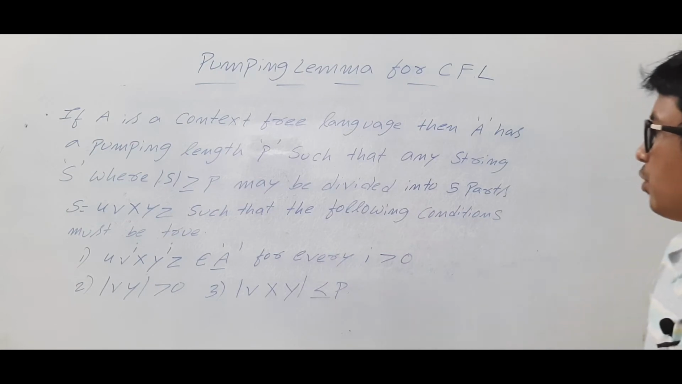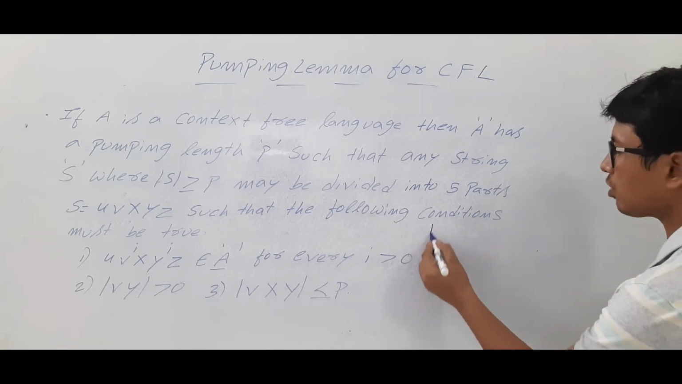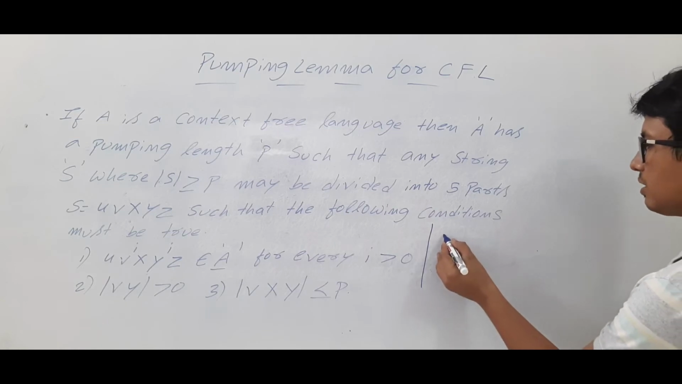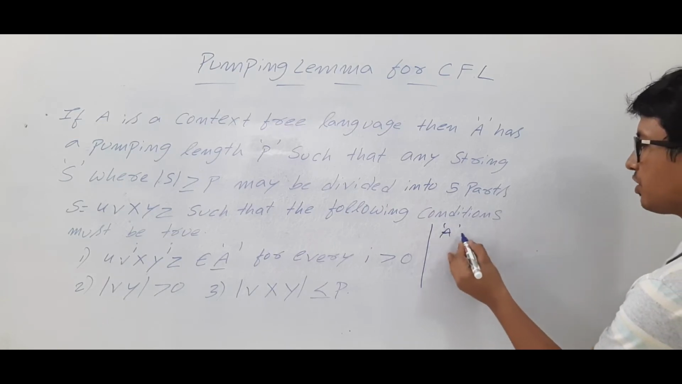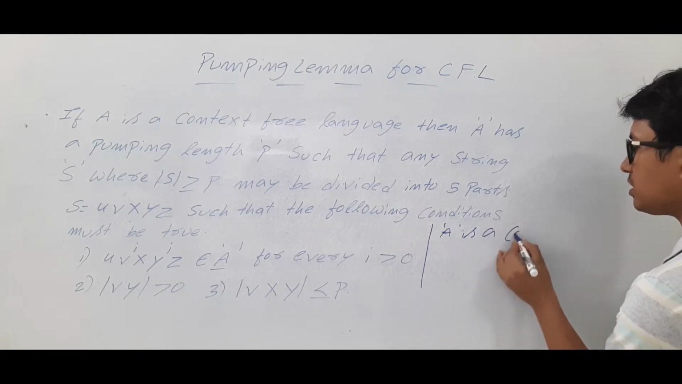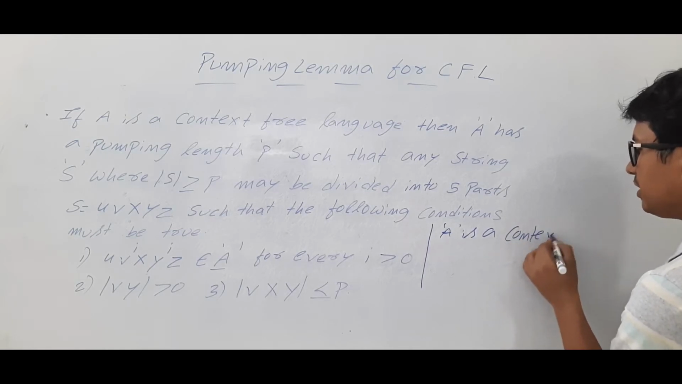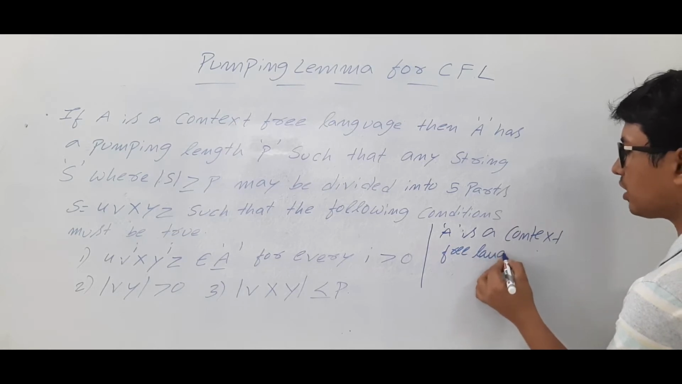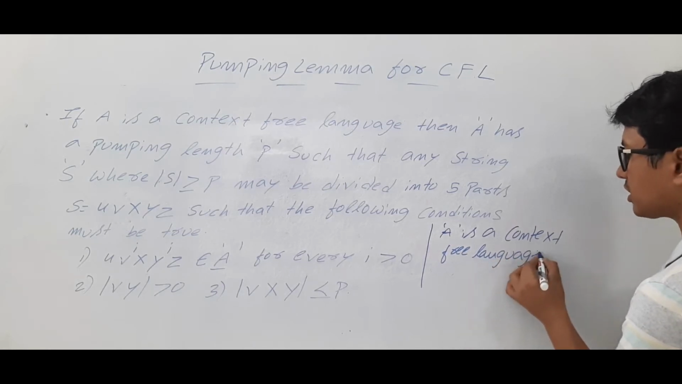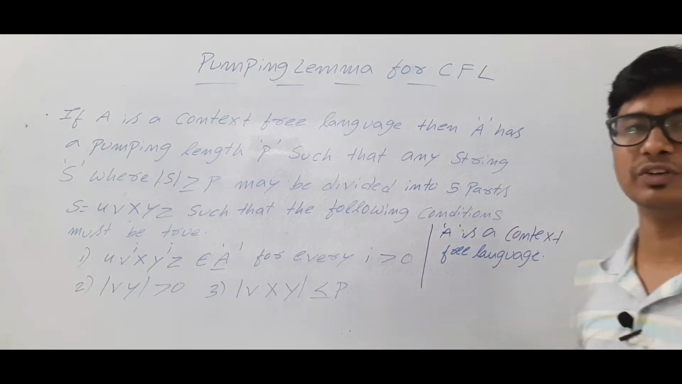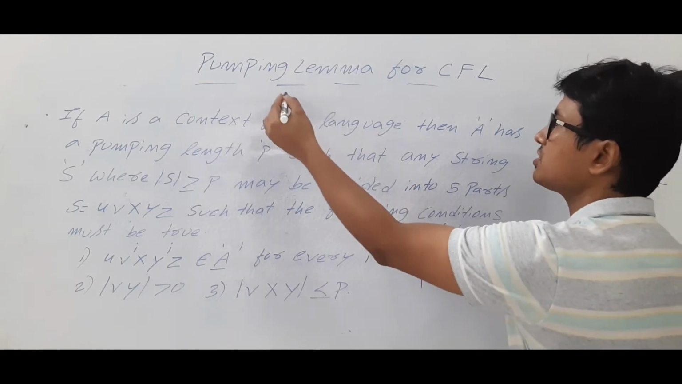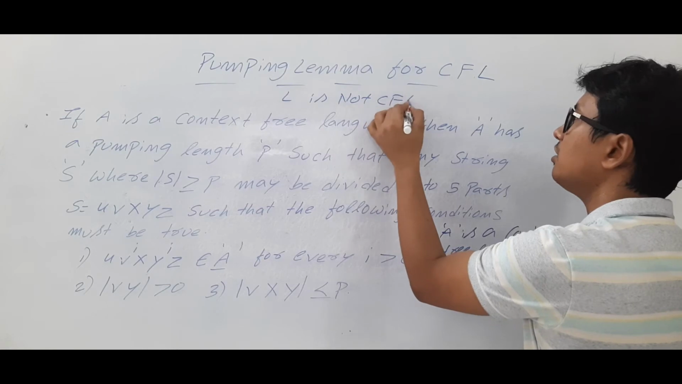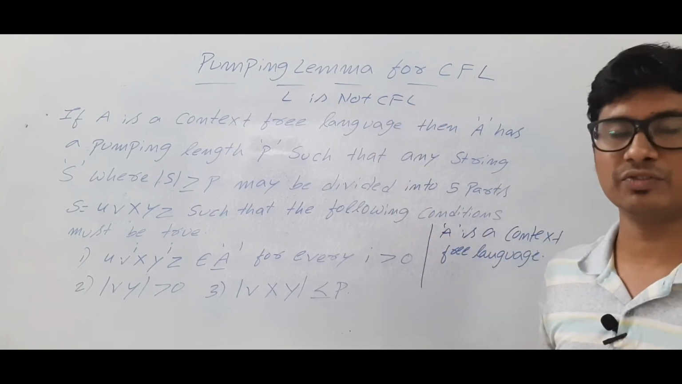Now, I will prove it in a contradictory way. Meaning, first I will assume that A is a context-free language. Because what is the use of this? It will prove that a language which is not context-free is indeed not context-free. If you take a language L which is not context-free, it will prove it as not a context-free language.